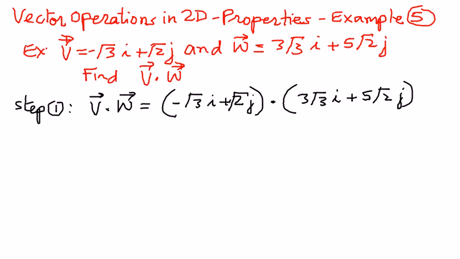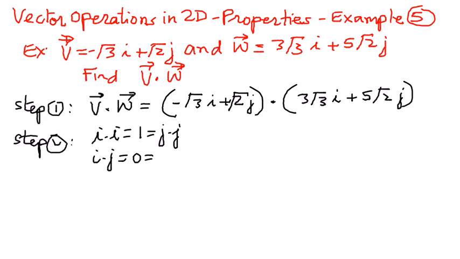So here again, as step number 2, we want to recognize that i dot i is equal to 1 is equal to j dot j. j dot j is equal to 1, i dot i is equal to 1. Also, i dot j is equal to 0 and j dot i is also equal to 0.